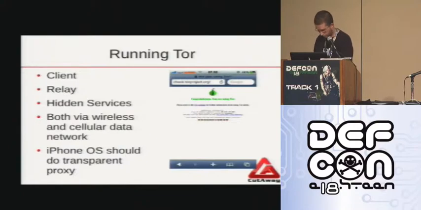What happens when you run Tor on your iPhone? Well, you can get client functionality, obviously. You can be a relay. You can run hidden services. It's fully working. The interesting thing is that obviously you can run it over the wireless or over the cellular data network without problem. And another cool feature of the operating system is that it's doing the transparent proxy thing. So you don't have to care about proxying applications.